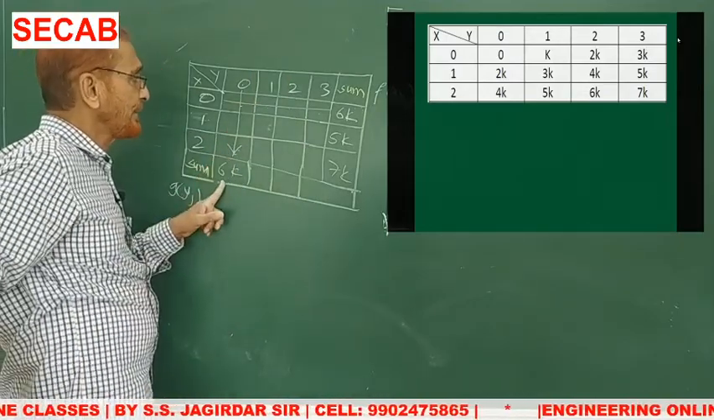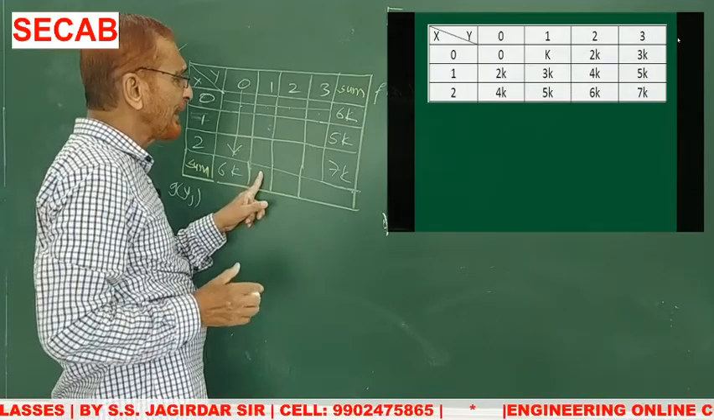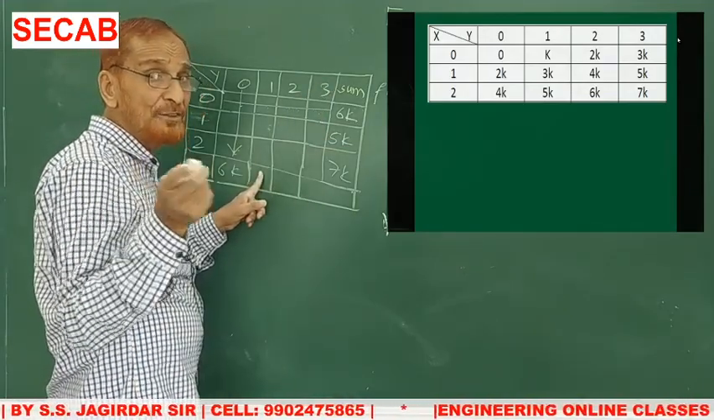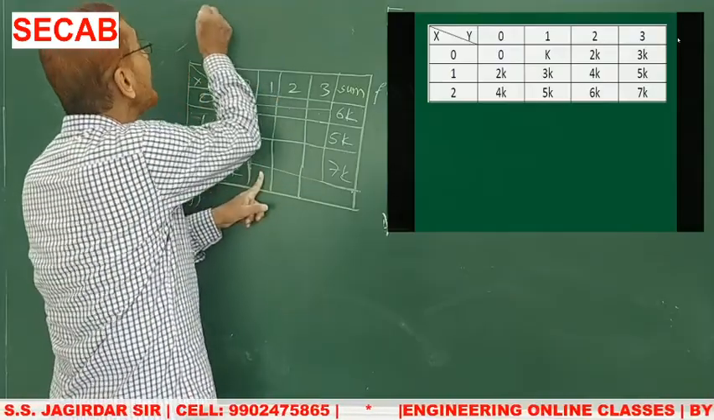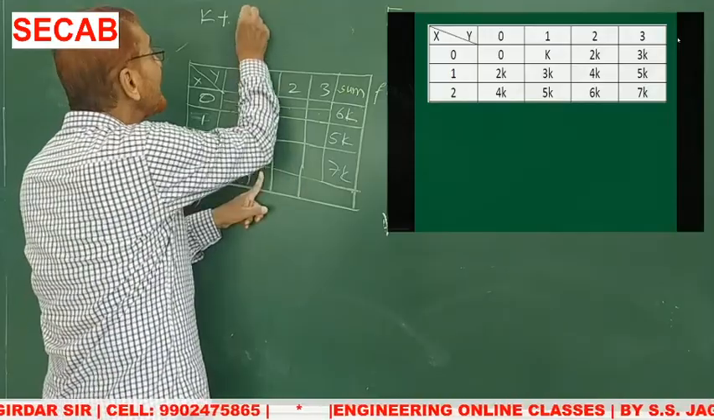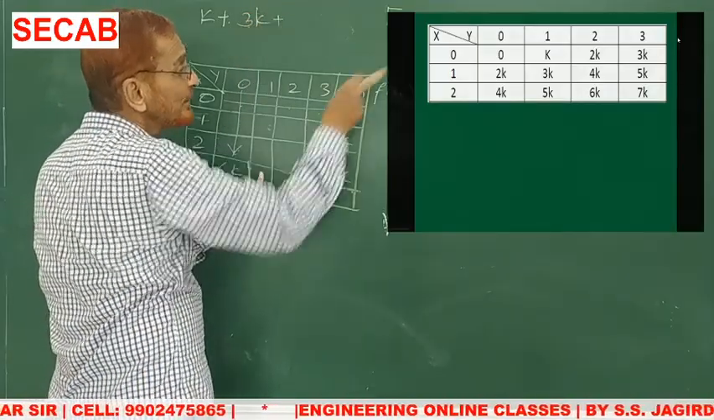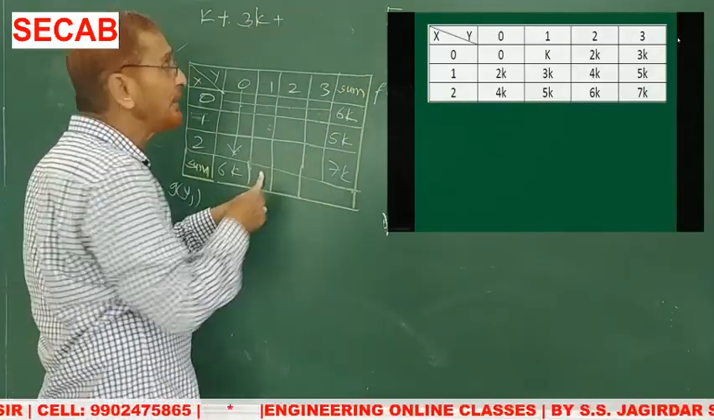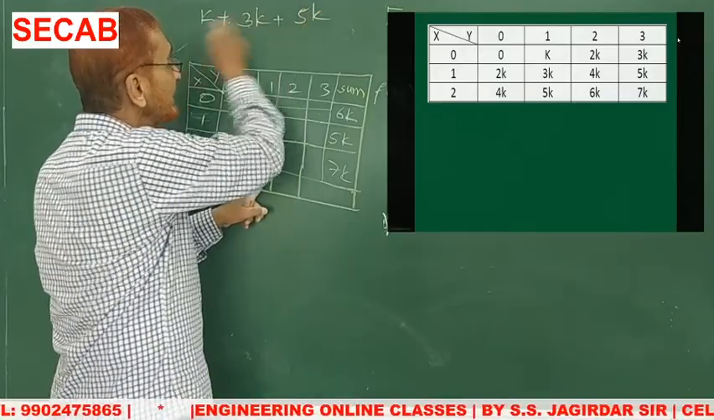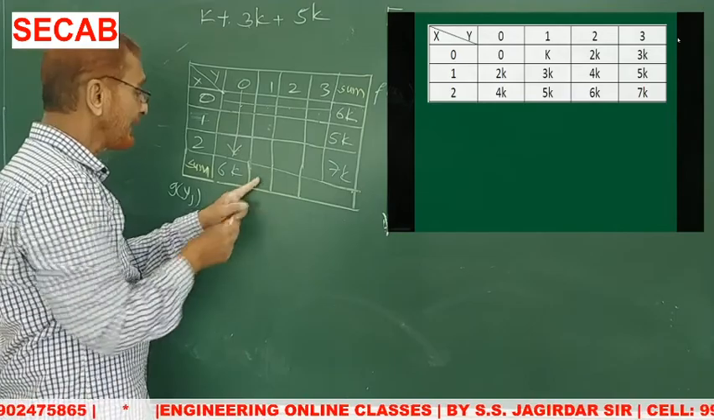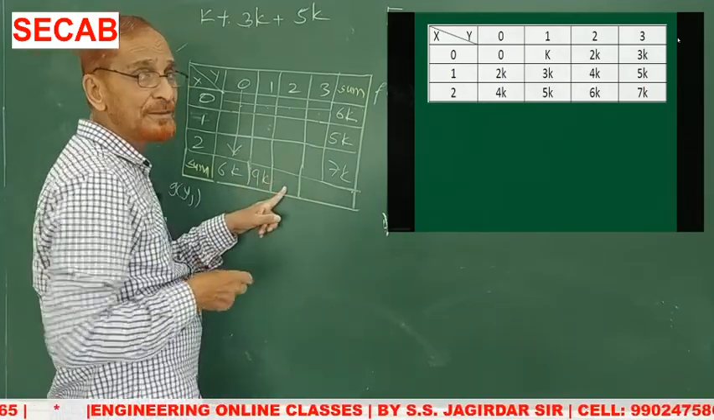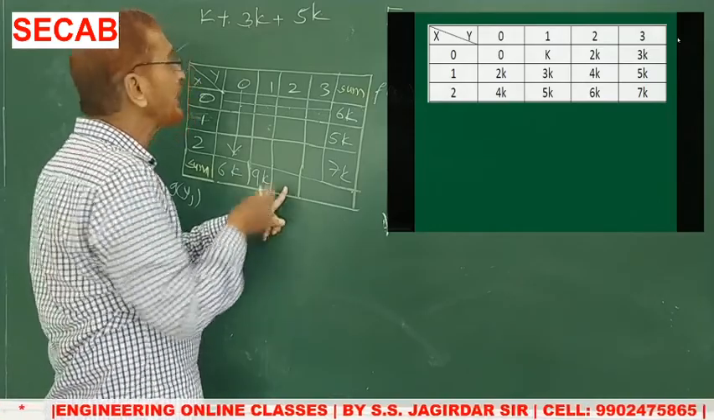So you got this. Now against 1, what are the values? Just see in the column. Against 1, it is k plus the second value, 3k. Then what is the next value? It is k, 3k and 5k. So what is the sum? 8k, 9k. And against 2, if you take up, it is 2k, 4k.